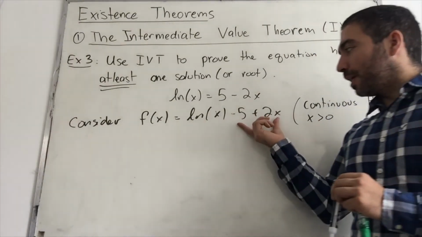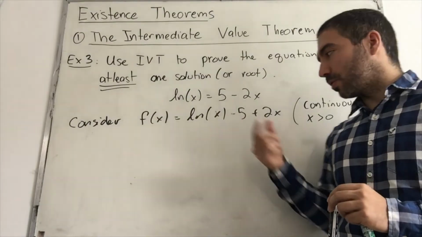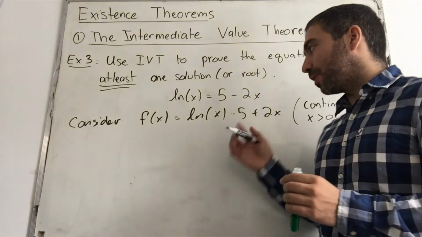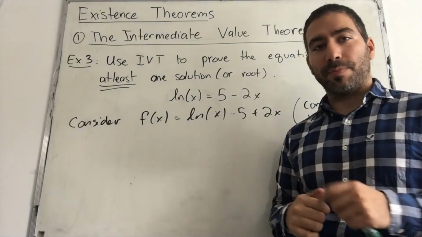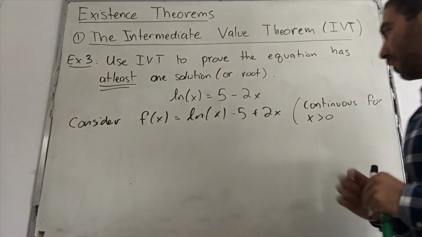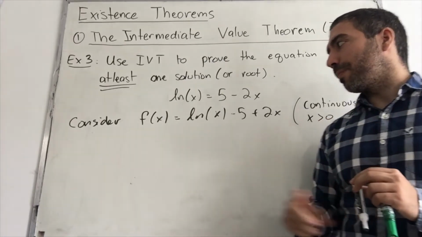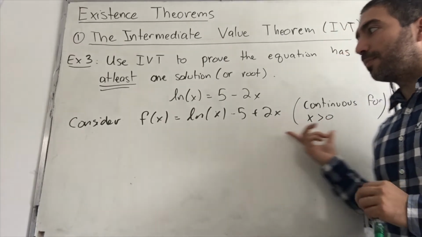And over here, minus 5 plus 2x is a polynomial, and polynomial functions are continuous, and adding or subtracting a continuous function remains continuous. So it's continuous for all your positive x values. That's the first statement that we need.